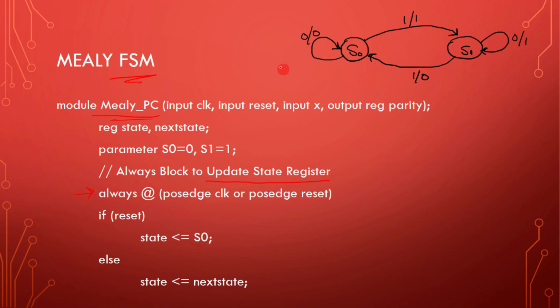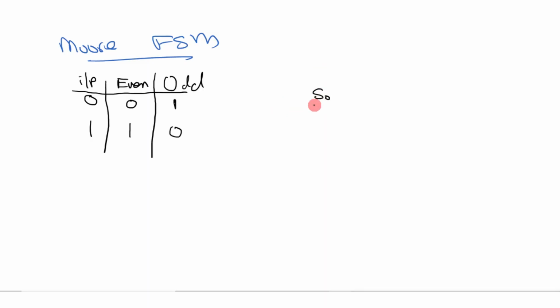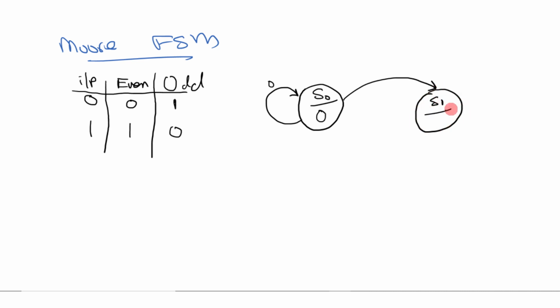Now let us implement the same parity checker circuit using Moore type finite state machine. Here you have state S0. When you apply 0, you remain at state S0, and for even parity checker, which is actually S0 state, your output is 0. Similarly, when your input is 1, you move to state S1 and your output is 1.